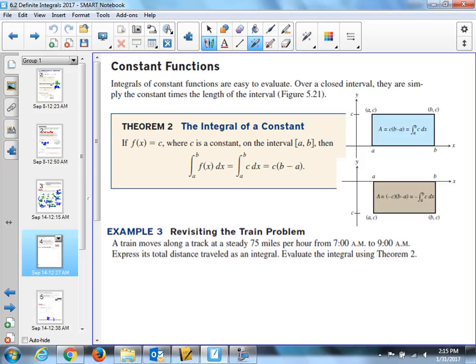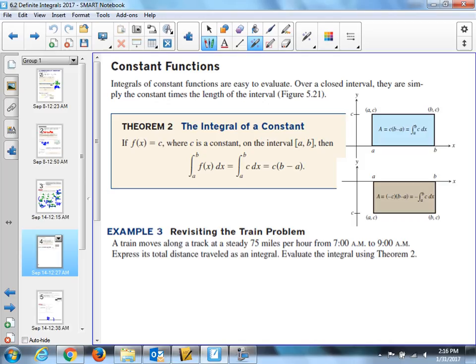So, if this C represented a height, f of x equals 2. Well, that means it's 2 right here, it's 2 right here. All you need to know is whatever b minus a is, 7 minus 5, for example. You figure out what the base is times the height, and that's the function's constant.